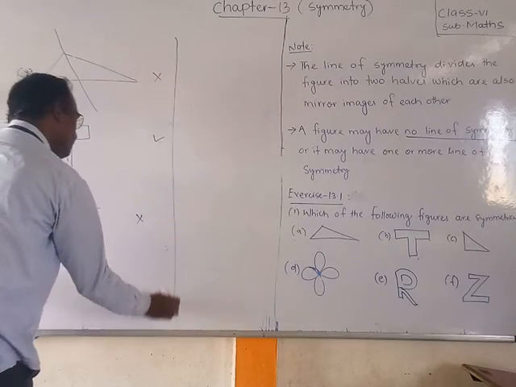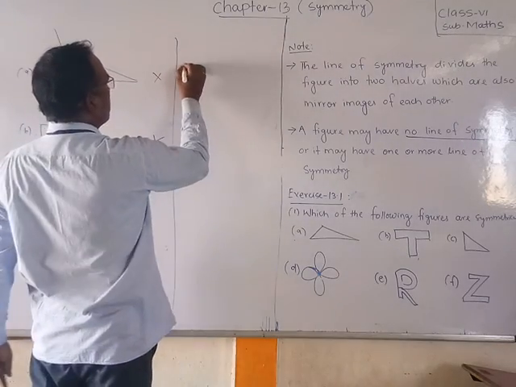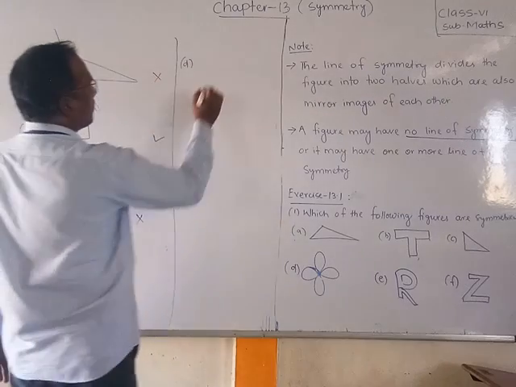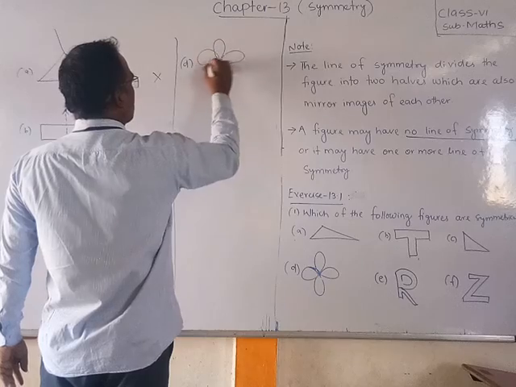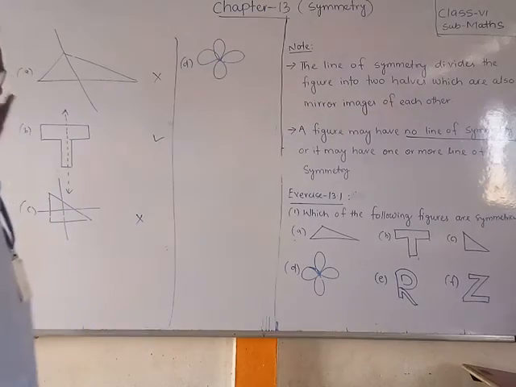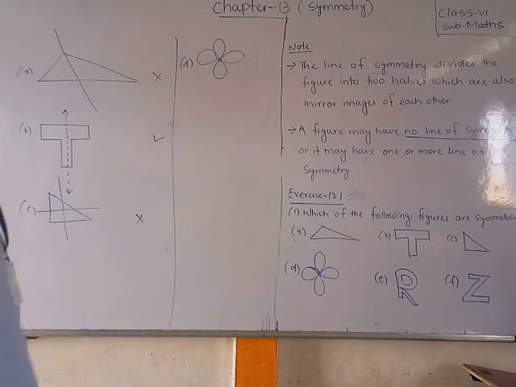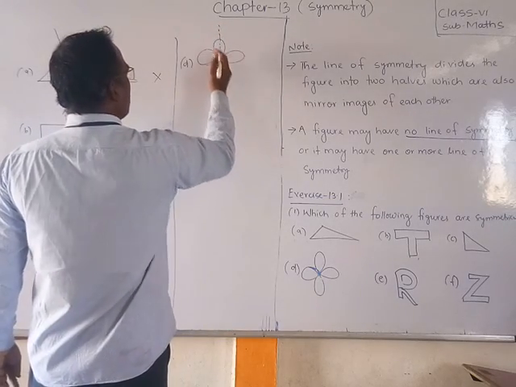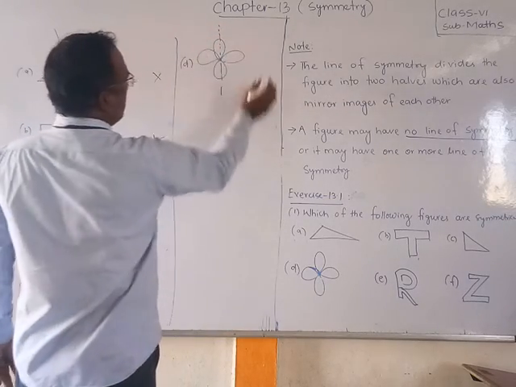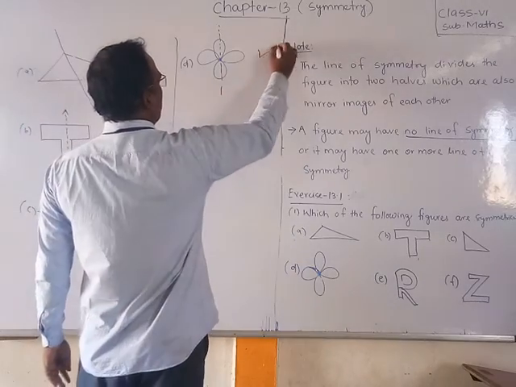Now next side we can do. What is that? D. What is that figure? D is one flower, like this, given friends. So check whether D is possible or not. Yes. See friends, if you draw a dotted line like this, then this part and this part, similarity you will observe. So D is okay.